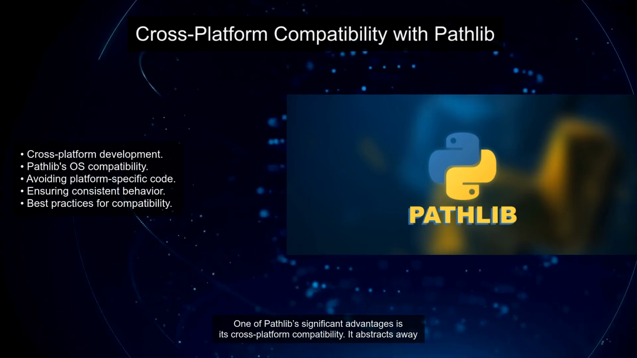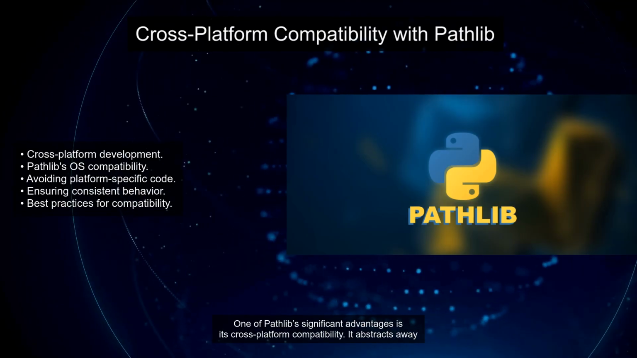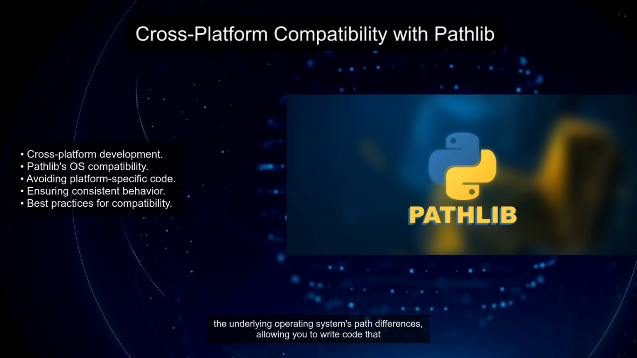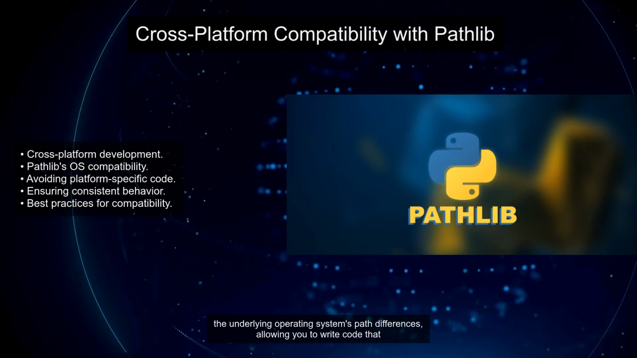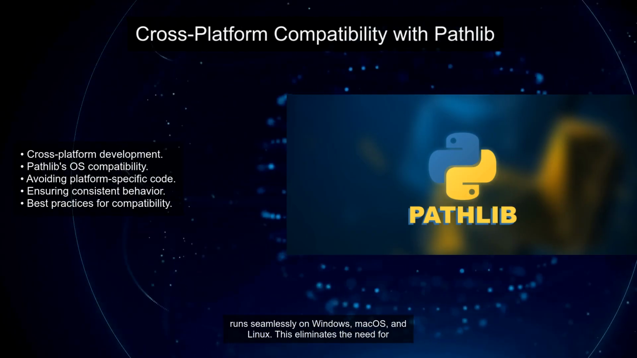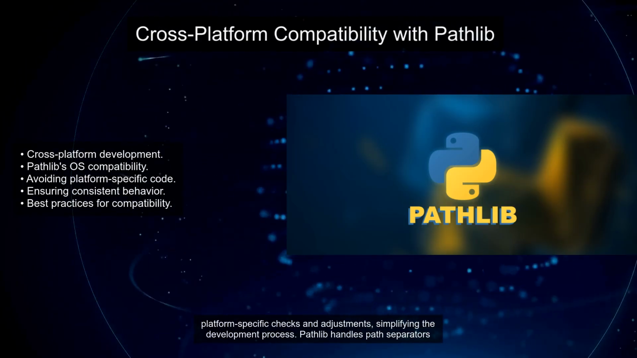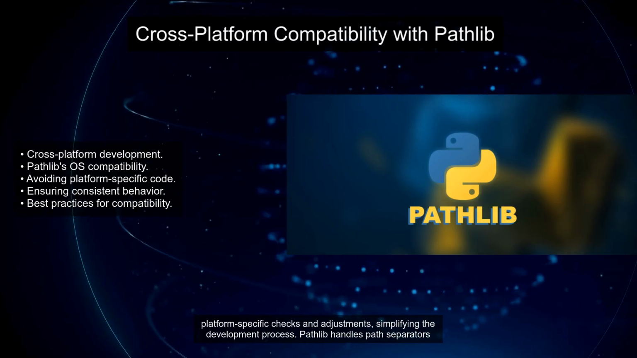One of Pathlib's significant advantages is its cross-platform compatibility. It abstracts away the underlying operating system's path differences, allowing you to write code that runs seamlessly on Windows, Mac OS, and Linux. This eliminates the need for platform-specific checks and adjustments, simplifying the development process.